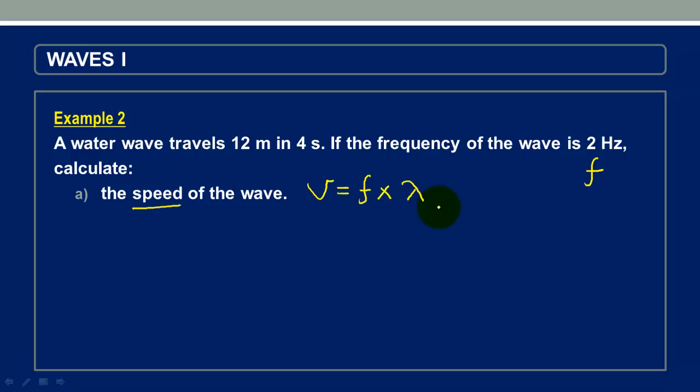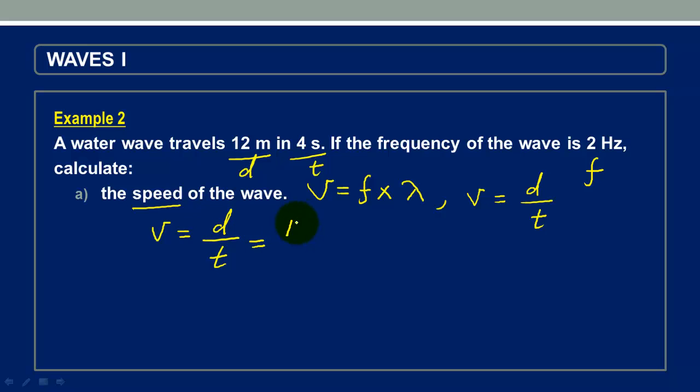Now, speed can be calculated using another equation. Speed can be calculated by dividing distance by time. You really need to keep your mind open when you're solving problems. You realize that 12 meters is the distance which is covered by the wave, and 4 is the time taken to cover that distance. So you realize that in this first part, we can just calculate the speed of the wave by dividing the distance by the time.